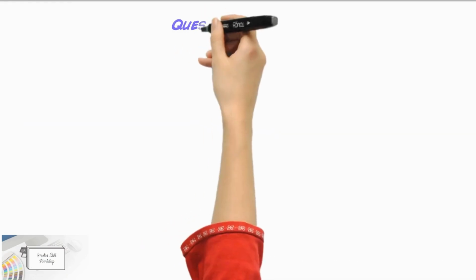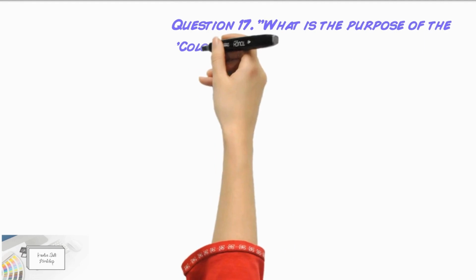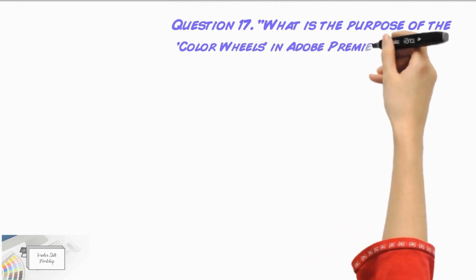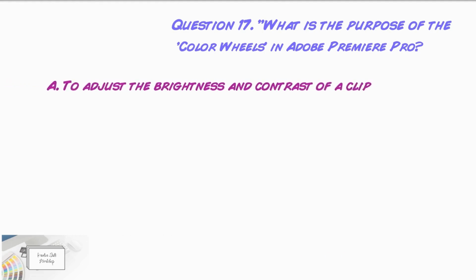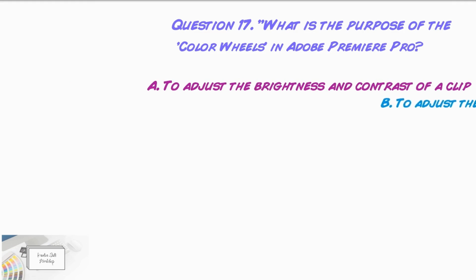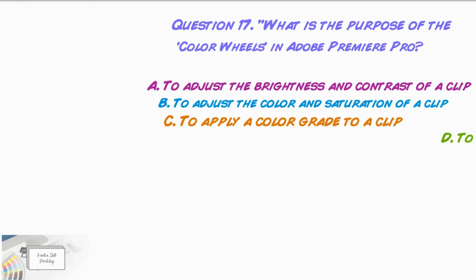Question 17. What is the purpose of the color wheels in Adobe Premiere Pro? A. To adjust the brightness and contrast of a clip. B. To adjust the color and saturation of a clip. C. To apply a color grade to a clip. D. To add a video transition.